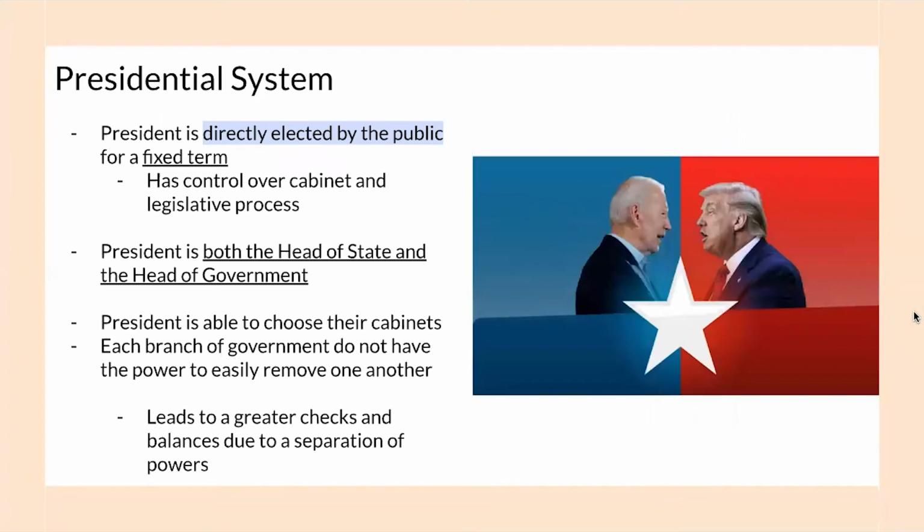In the presidential system, the president is directly elected by the public for a fixed term. Note that they had to fight other members of their own party to run up the ranks in order to run for president. They have control over the cabinet as well as the legislative process. They're also the head of state and the head of government, and this basically means that they're the figurehead of their country as well as the executive. They're able to choose their own cabinet, and each branch of government does not have the power to easily remove one another through judicial reviews, legislative reviews, or the presidential review. And this leads to greater checks and balances due to a separation of powers.